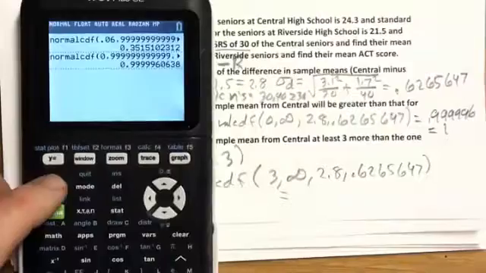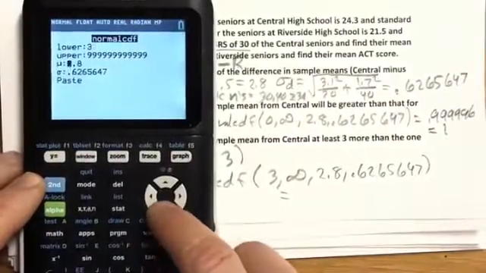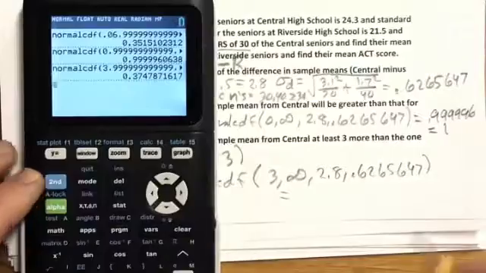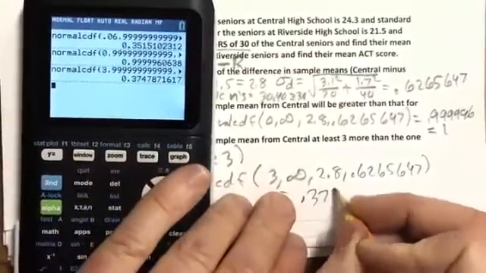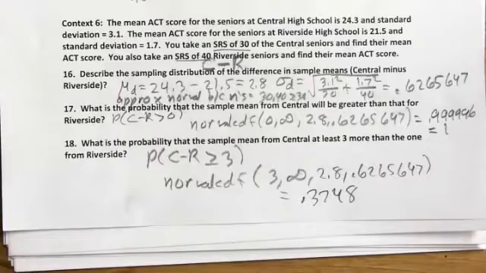So it's just going to be that same normal CDF, and that's going to be 3 to infinity. And so that would be 0.3748 approximately. And that's it. That is a very quick run through normal curves and sampling distributions.